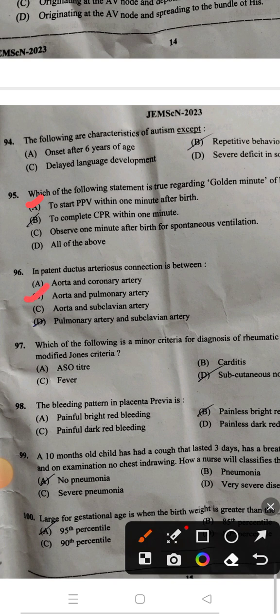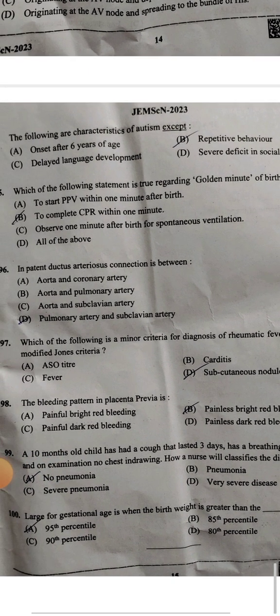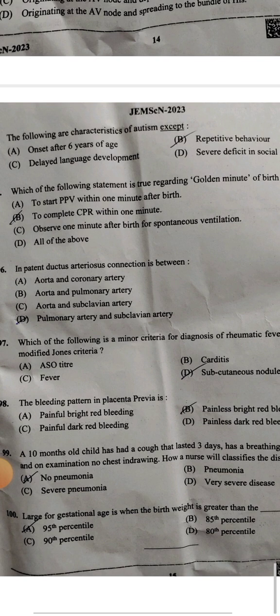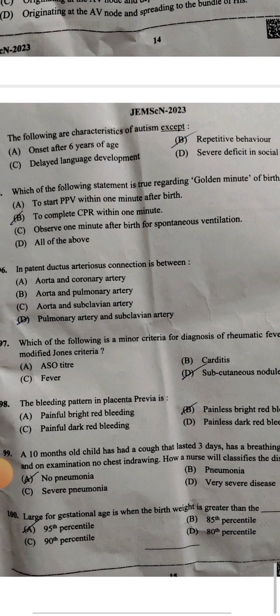Question number 97. Which of the following is a minor criterion for diagnosis of rheumatic fever according to the modified Jones criteria? Option A, ASO titer, option B, carditis, option C, fever, and option D, subcutaneous nodule. We know in Jones criteria some major criteria and some minor criteria are present. The major criteria are carditis, chorea, and subcutaneous nodule. In minor criteria, fever more than 38.5 degrees centigrade, prolonged PR interval, and polyarthralgia are present. Here you are asking for the minor criteria, so the right answer is option C.